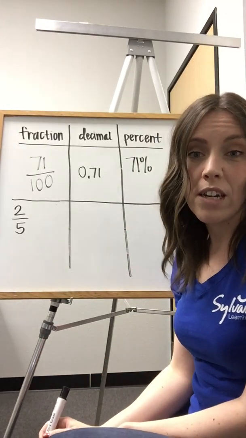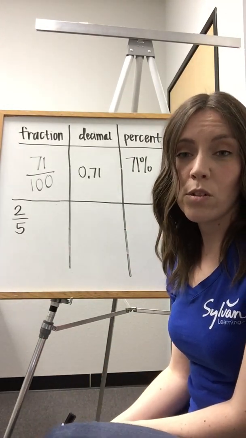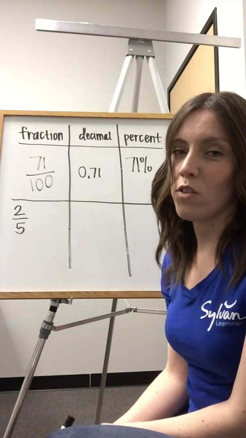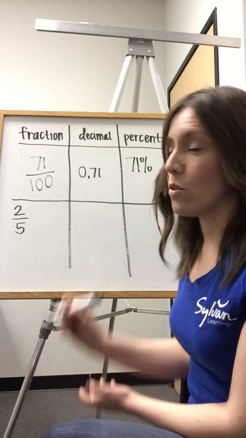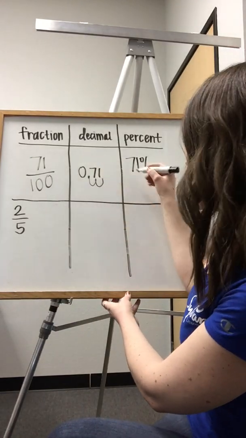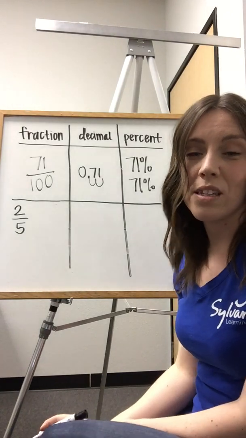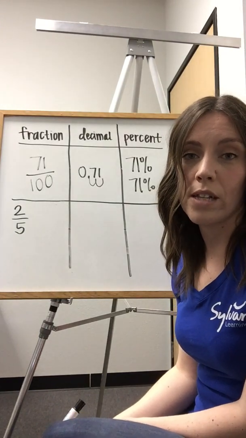Now we can also figure that out using our decimal. And we do this by multiplying the decimal by 100, or more simply, moving the decimal point 2 places to the right. Either way, we end up with the same value of 71%.